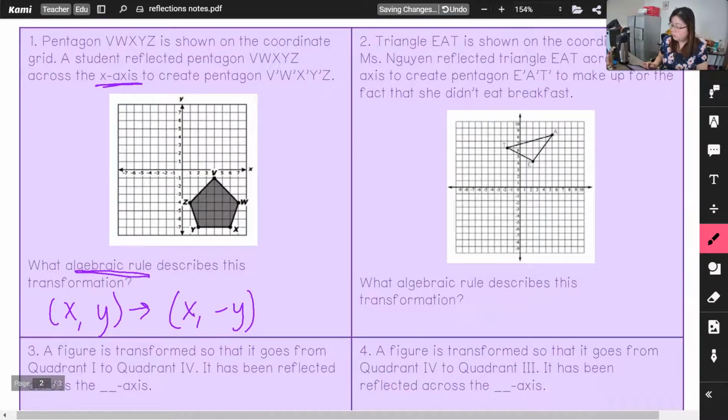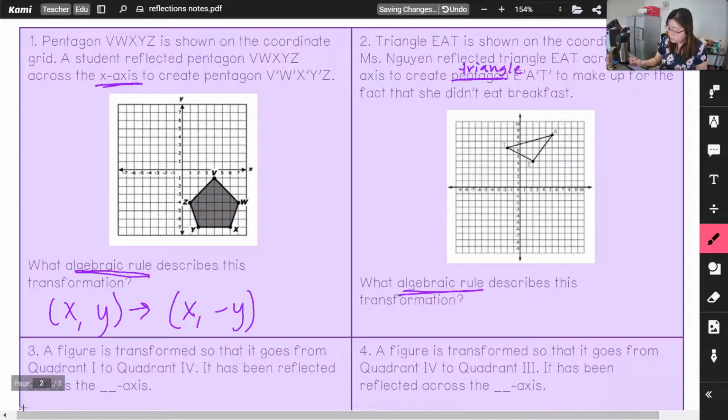Let's look at number 2. Number 2 says, triangle EAT is shown on this coordinate grid. Ms. Nguyen reflected triangle EAT across the axis to create pentagon, this is supposed to be triangle, triangle E prime, A prime, T prime, to make up for the fact that she didn't eat breakfast. So sad, so sad. So what algebraic rule describes this transformation?